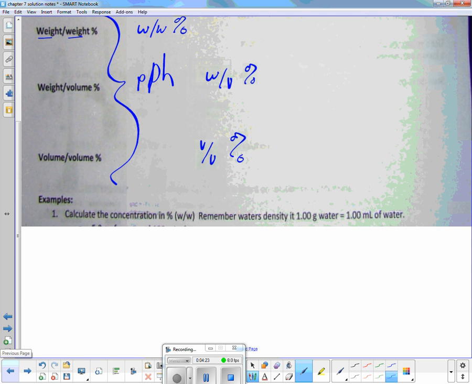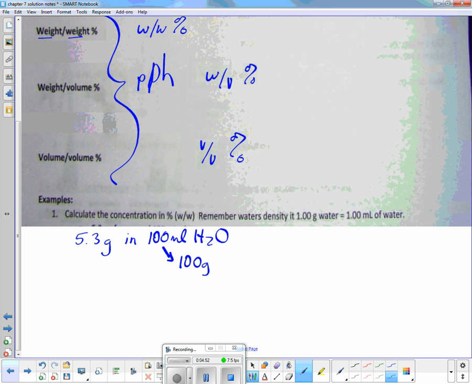Calculate the concentration of weight per weight. I think I cut off half of it. Remember water density is 1 gram per 1 milliliter. What does the rest of it say here that I cut off? Okay, so basically if they want weight to weight, I know this because they just told me 1 gram is equal to 1 milliliter, so 100 milliliters is equal to 100 grams, right?